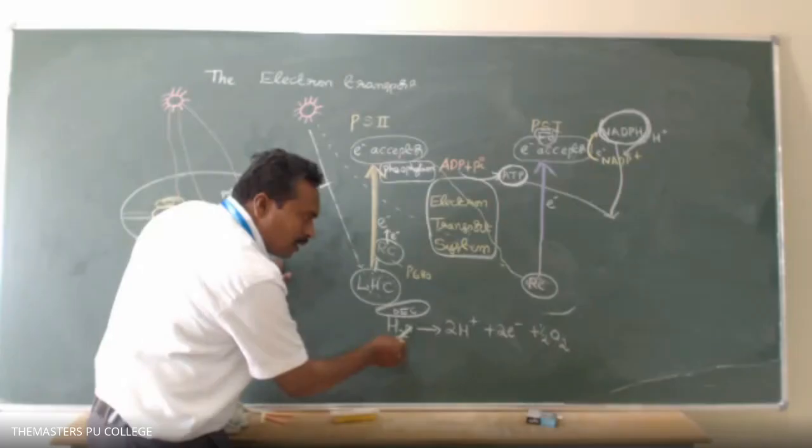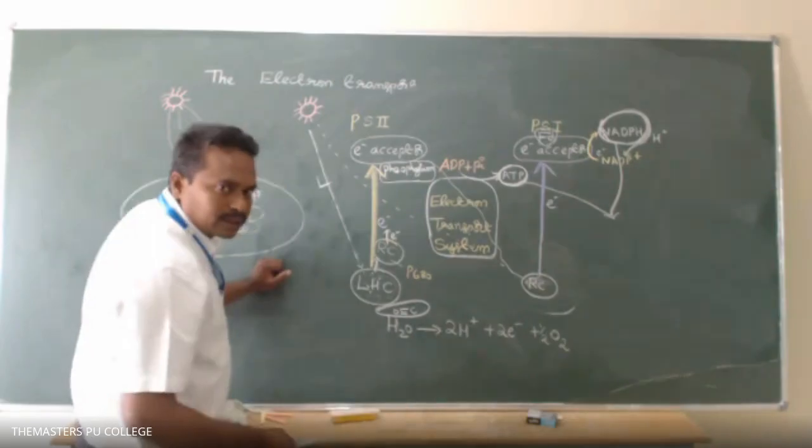The further electrons are provided by the OEC complex. Where is the OEC located? You have already learned about that complex. Very good, the OEC is present in the lumen of the thylakoid. What is the function of OEC? OEC is involved in splitting water molecules to form protons, electrons, and oxygen.